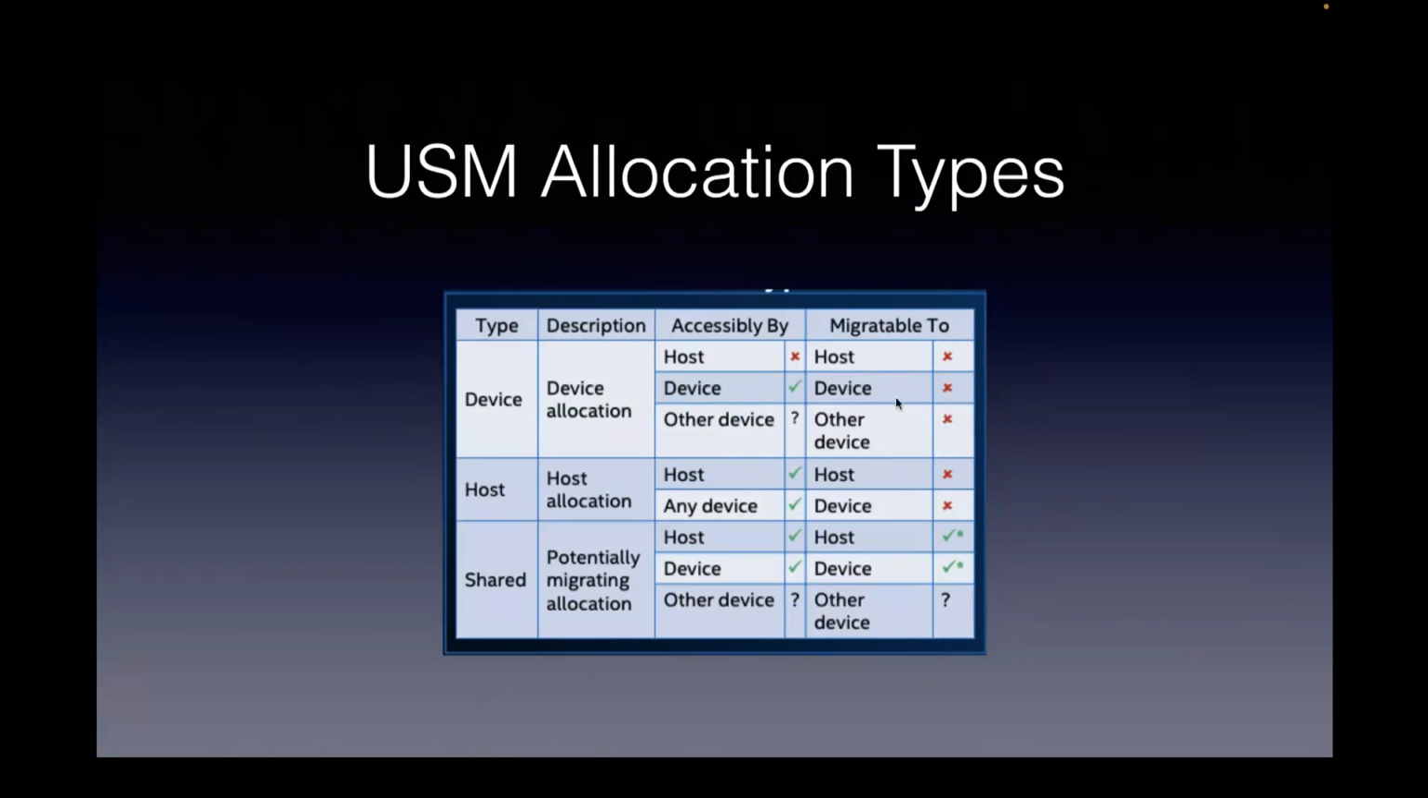Okay, and similarly, you cannot migrate. Let's ignore this migratable-to column for now, right? The migratable-to column dictates whether the overall buffer can come back to the host or move to the device after the kernels execute. We can ignore this for now. Let's just focus on the accessible-by column here. The second type of allocation is your typical host allocation, called malloc_host. Now, the beauty with malloc_host is that a buffer that's allocated on the host is accessible by any device.